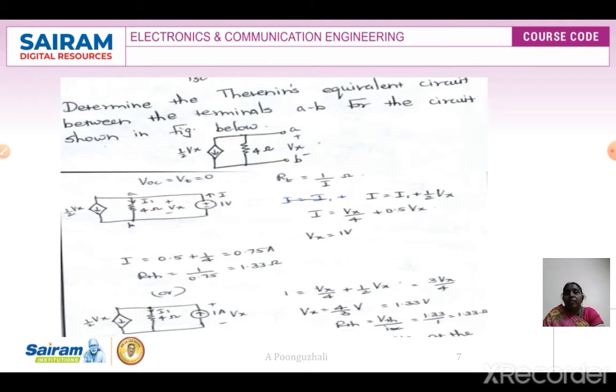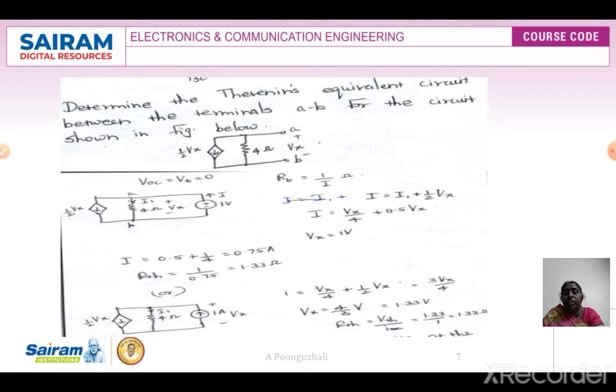Here I1 is nothing but the voltage at that point, which is Vx, divided by 4, plus 0.5 Vx. In this case, Vx is nothing but the voltage at this point, that is 1 volt. So Vx equal to 1 volt means here I is equivalent to 0.75 amps. Now RTH is nothing but 1 by I. 1 by 0.75 is 1.33.